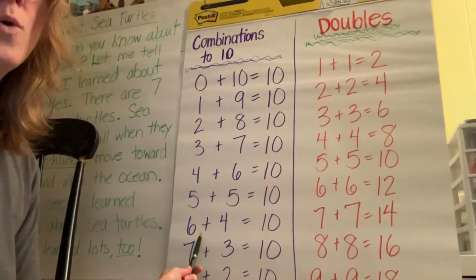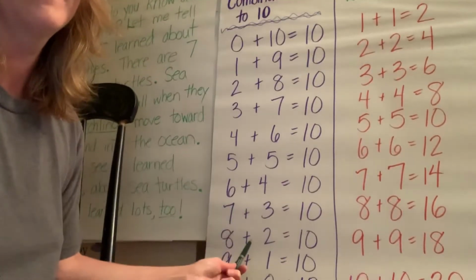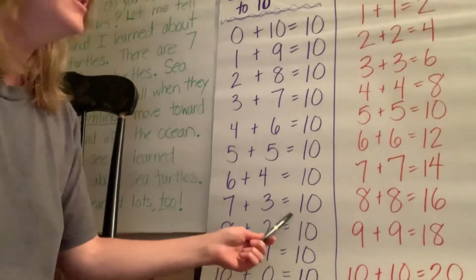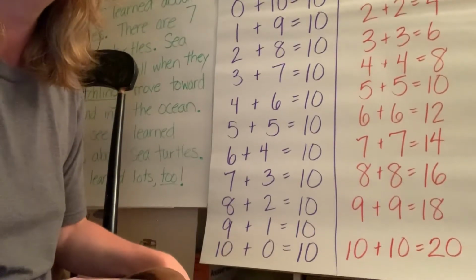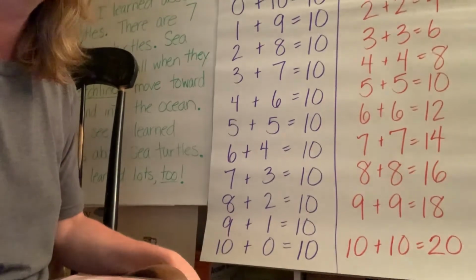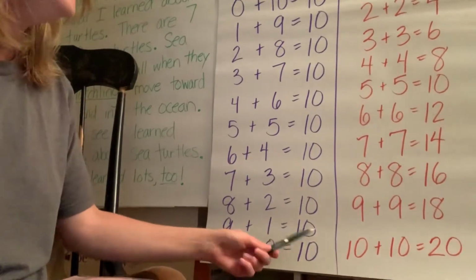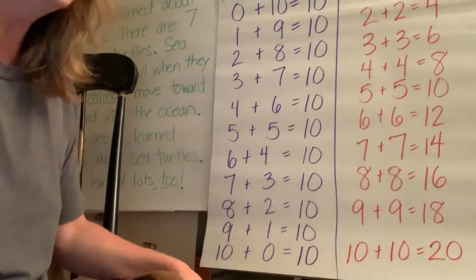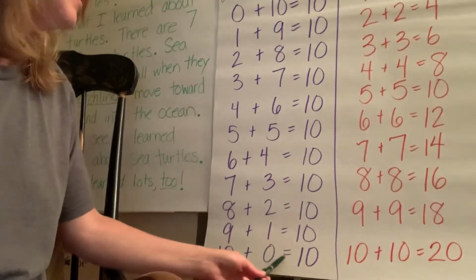6 plus 4 equals 10. 7 plus 3 equals 10. 8 plus 2 equals 10. 9 plus 1 equals 10. And 10 plus 0 equals 10.